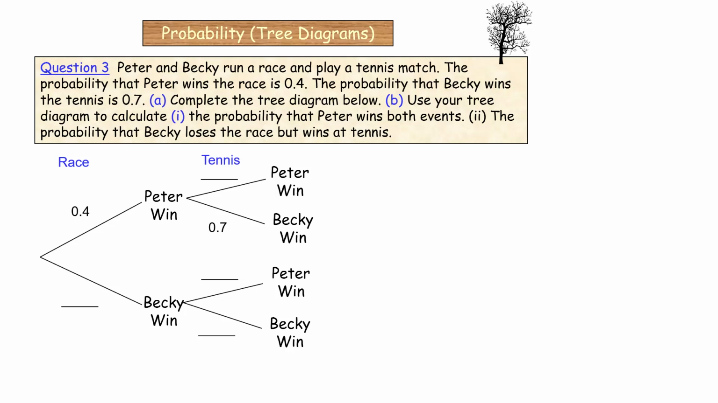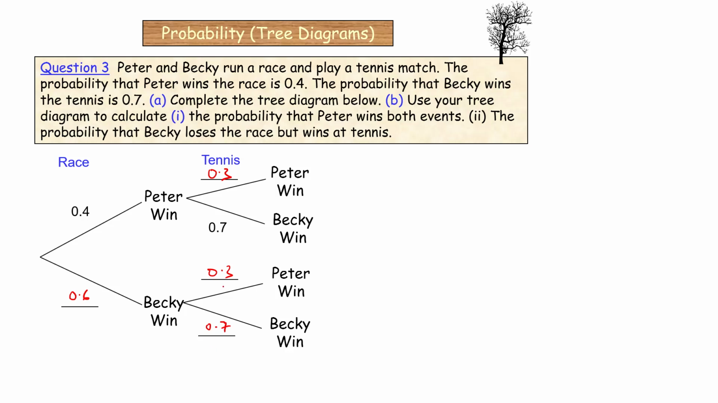Right, so in the race, the probability that Peter wins the race is 0.4, which means that the probability that Becky wins the race is what's left over out of 1, because the total probability adds up to 1. So that's going to be 0.6. Probability that Peter wins at tennis is going to be the total up to 1, because Becky's probability of winning is 0.7, so that's going to be 0.3. And we repeat those probabilities here, 0.3 and 0.7.